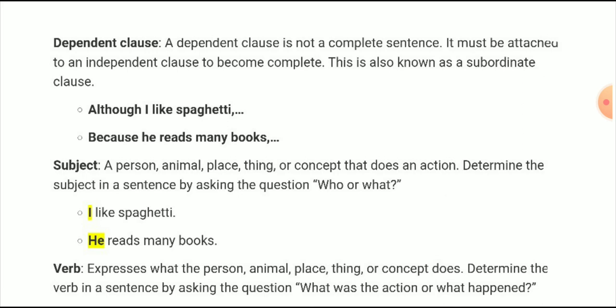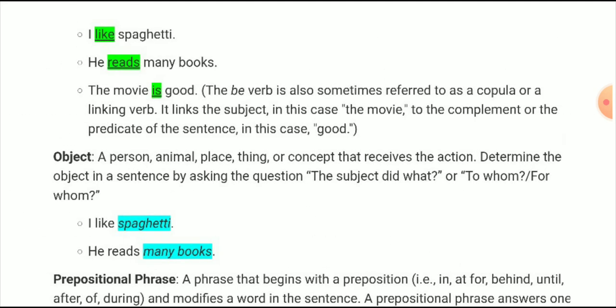Now comes a verb. What is a verb? A verb represents action. For example, working, walking, sleeping. It expresses what the person, animal, place, thing, or concept does. Determine the verb in a sentence by asking the question what was the action or what happened. It means a verb tells us about what has happened or what was the action. I like spaghetti. He reads many books. So here reads is the verb.